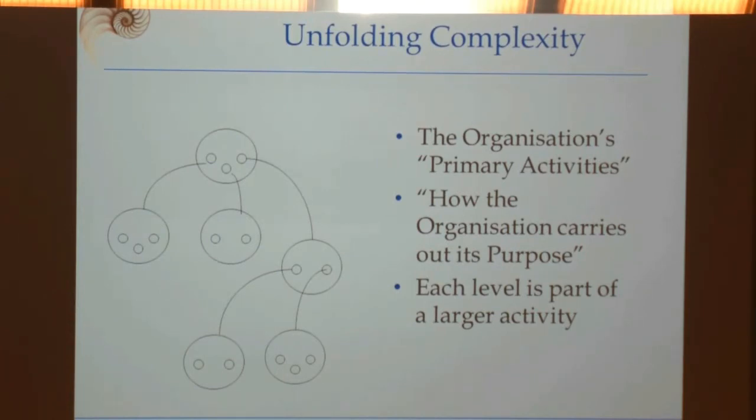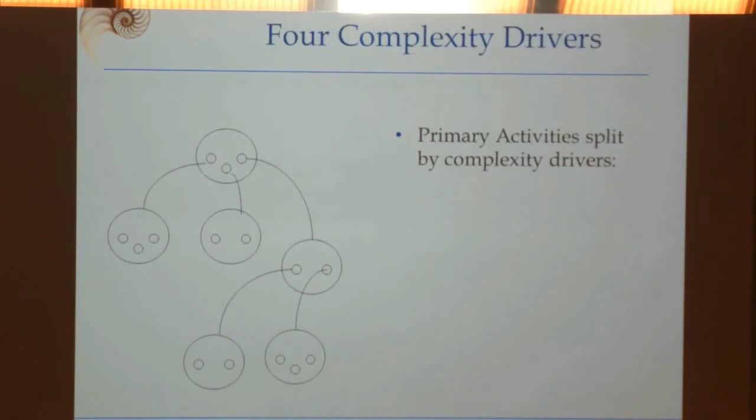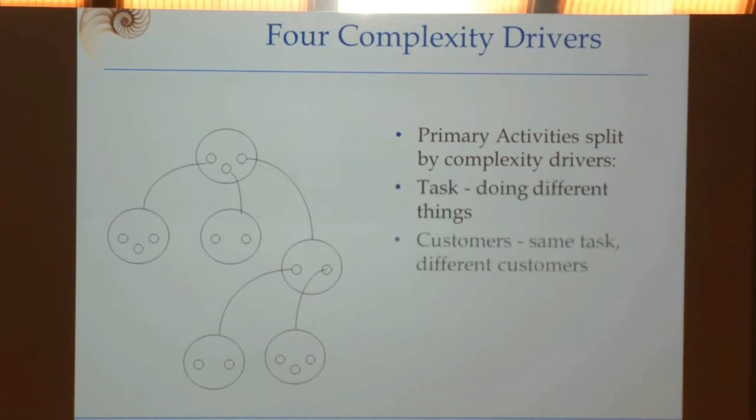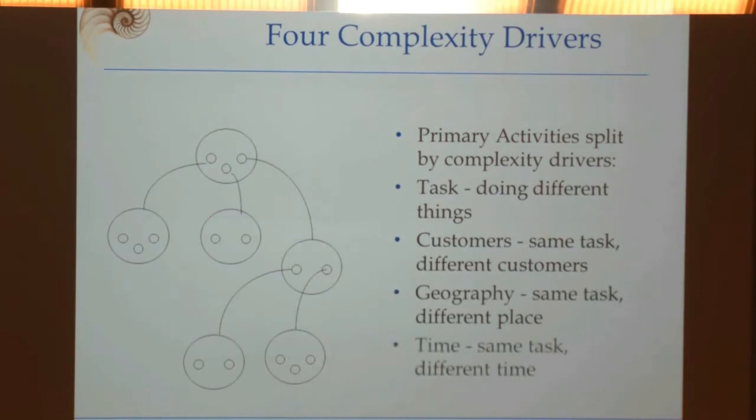And organisations do that according to four types of complexity that they're dealing with in the environment. So they're either doing it by doing something different, or for different customers, or in a different place, or at a different time. Loads and loads of corporate restructures are about shifting the order in which you deal with that complexity. And it has a massive impact on what you're good at and what you're bad at.